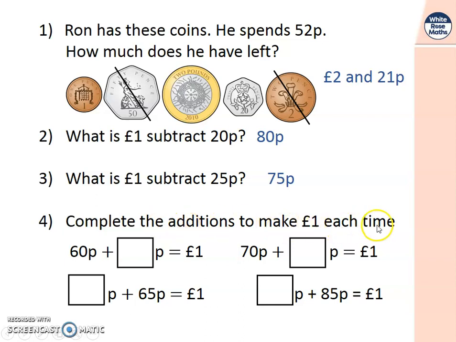Number 4. Complete the additions to make £1 each time. Pause the video, have a go. Let's see how you did. 60 pence add 40 pence is £1. 70 pence add 30 pence is £1. 35 pence add 65 pence is £1. And 15 pence and 85 pence makes £1. You will need these skills in today's lesson, so you can always repeat if you need to have extra practice. Let's move on to today's learning.